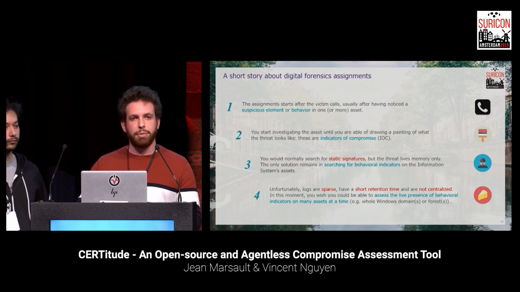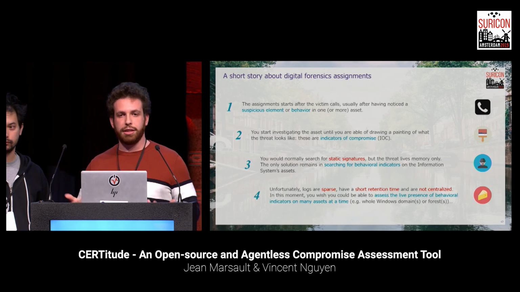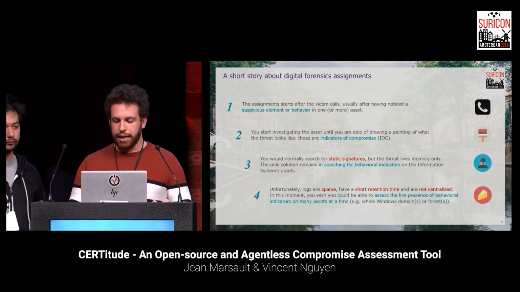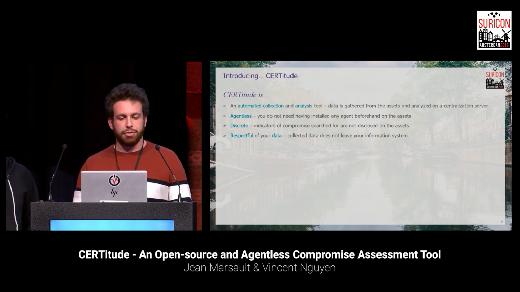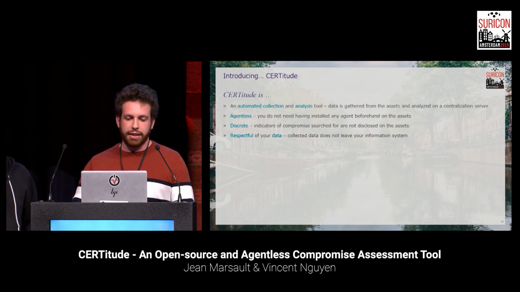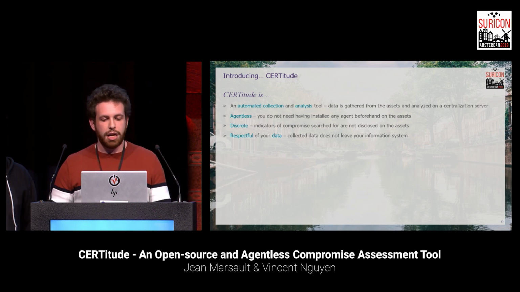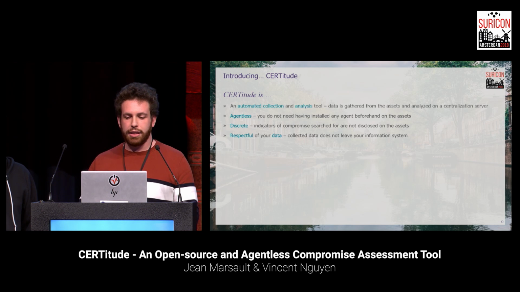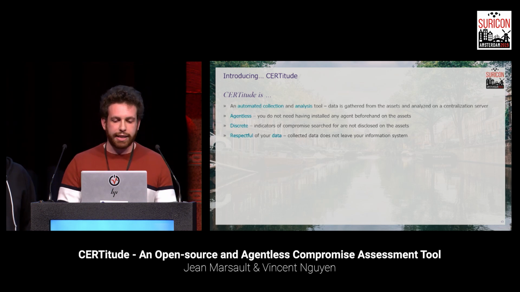So in this kind of moment, you want something to perform this global search on the information system and to search for these behavioral patterns on the workstations and the servers. And this is why we decided to create CERTitude. So what is CERTitude? The global definition of CERTitude is that it's an automated collection and analysis tool that will gather data from the assets on your information system, and that will analyze this data to search for behavioral elements that correspond to the attack on the information system.